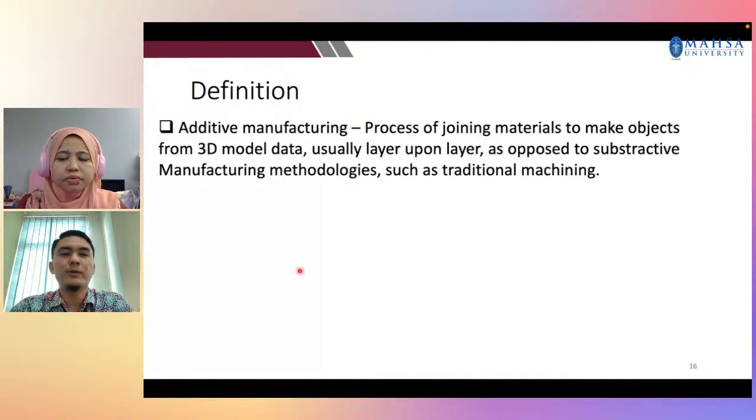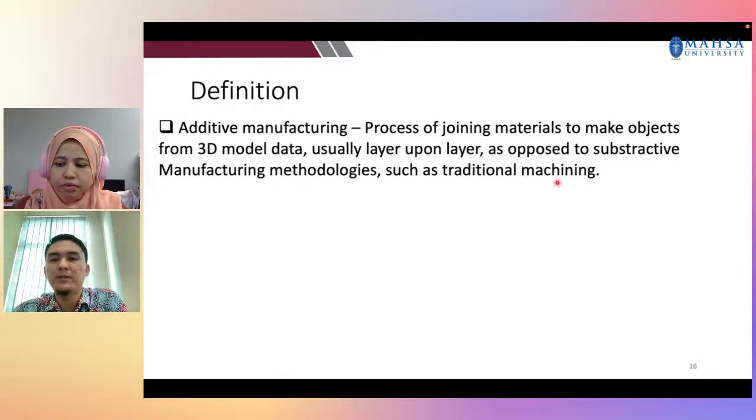So I will introduce additive manufacturing first before I go further into the project or product development. What is additive manufacturing? It is a process of joining materials to make objects from 3D model data, usually layer upon layer, as opposed to subtractive manufacturing methodologies such as traditional machining. So the printer itself prints layer by layer. After finishing one layer, the bed will go up or down to allow the nozzle to print another layer.